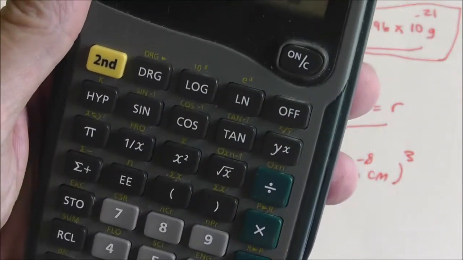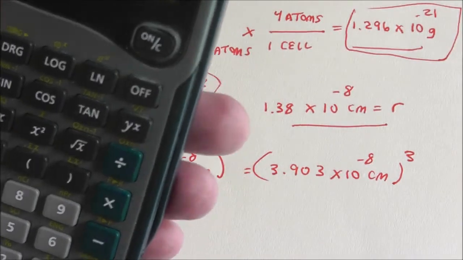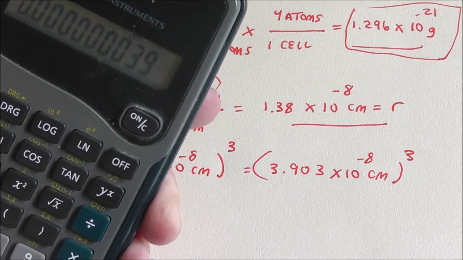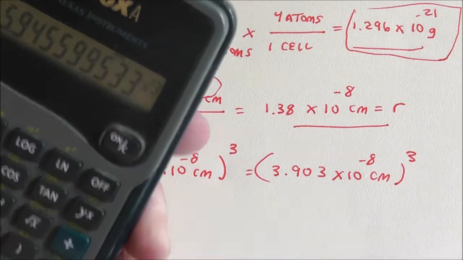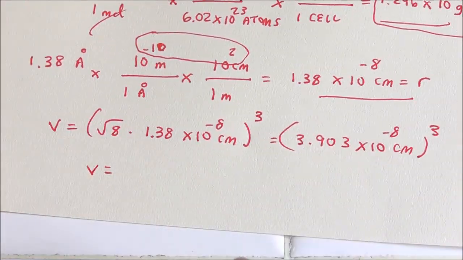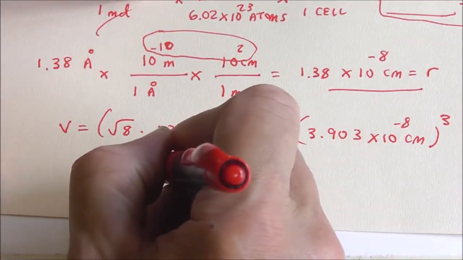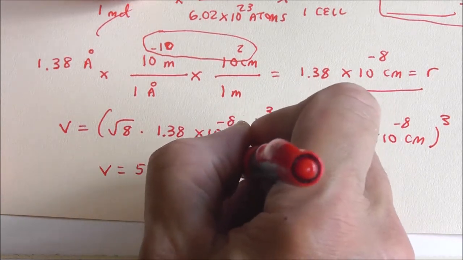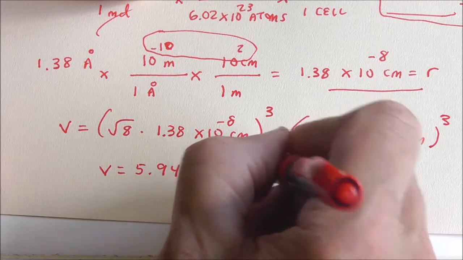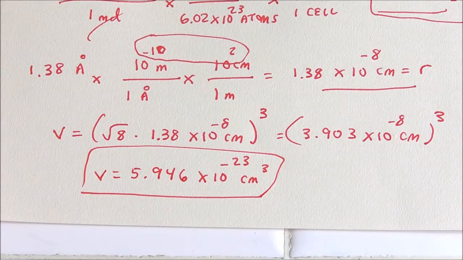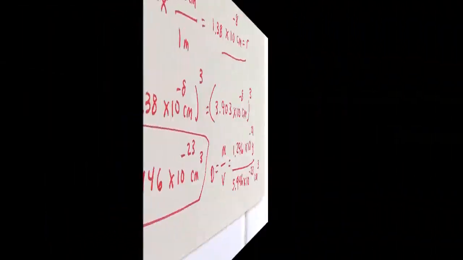Now, I have this y to the x button. You might have to use a caret. You might have a cube button. Y to the x, 3. V equals 5.946 times 10 to the minus 23. Cool? All right. Think about that. Now we're going to slap those together and find our density.